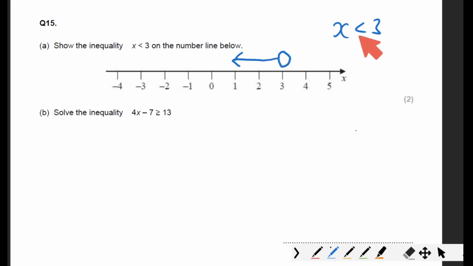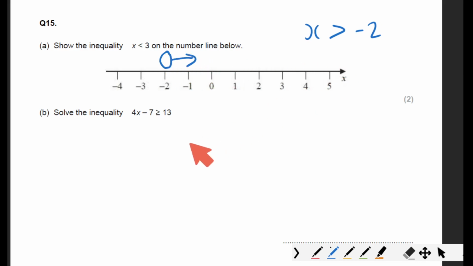But what if you had this thing over here, like this? X has to be less than or equal to 3. What you then do is put a circle on top of the 3, but then color it in. Now, the question was like this: x bigger than -2. Well, you put a circle on top of the -2 and draw an arrow to say all of these numbers are bigger than -2. And remember, if it was bigger than or equal to, you fill it in.